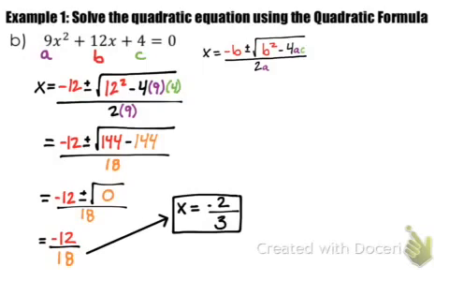So now we saw an example where you have two solutions. So if our radical is a positive number, we're going to have two solutions. And in this case, since it's 0, we're going to have one solution.